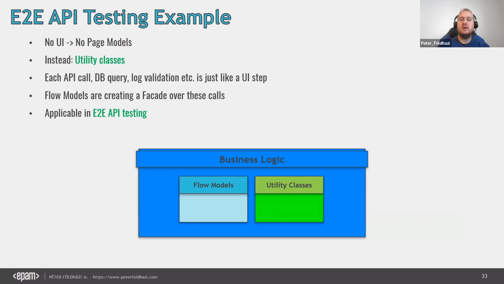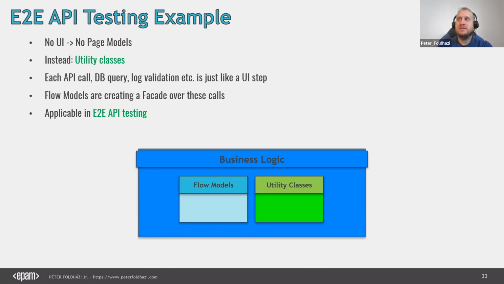In that case, you're not going to have a set of page models anymore, but you're going to have utility classes if you're thinking about just API testing. And this is the example that I'm bringing here. So I'm going to show you how the flow model can help you in end-to-end API testing.